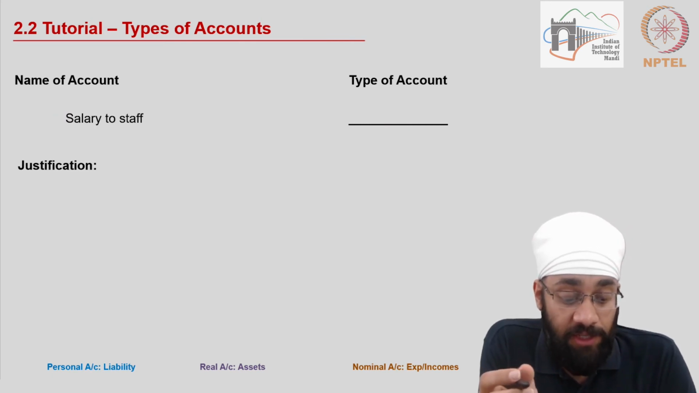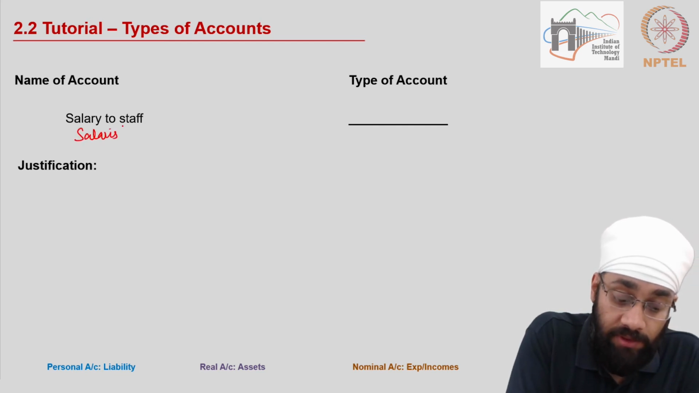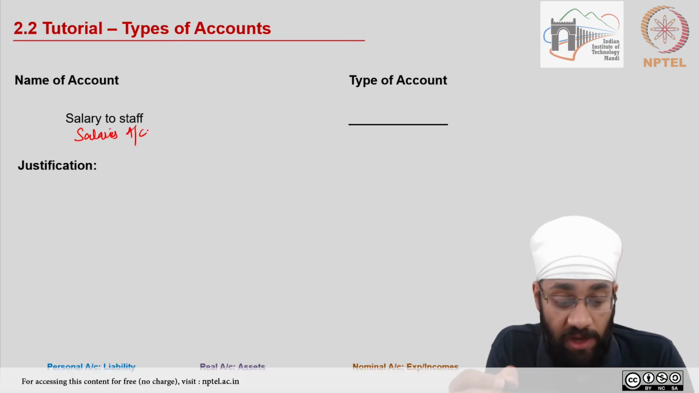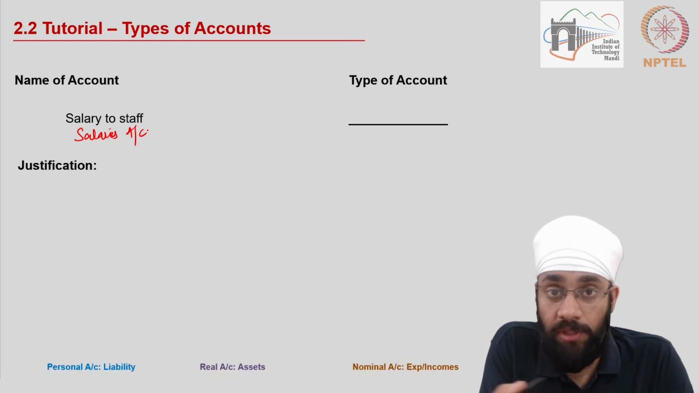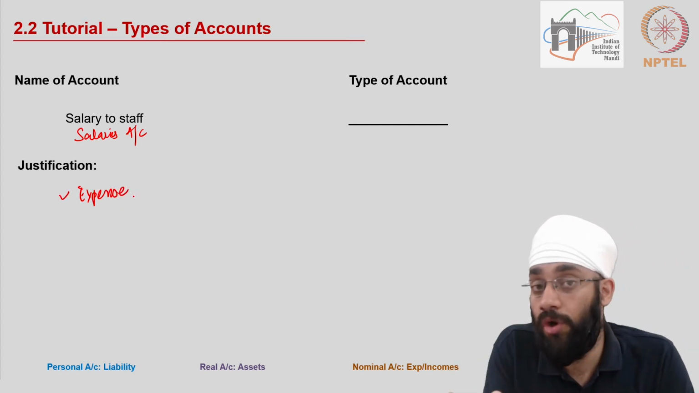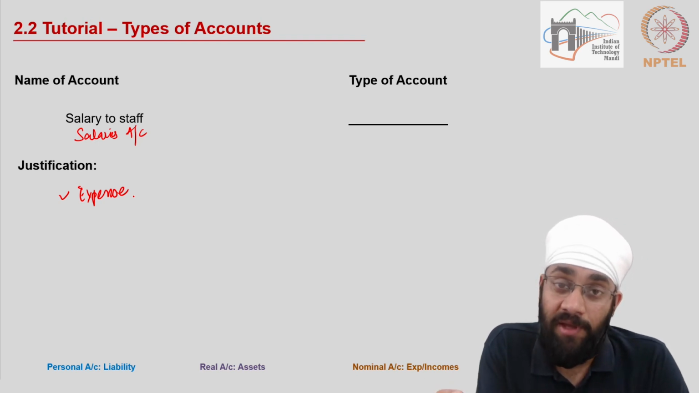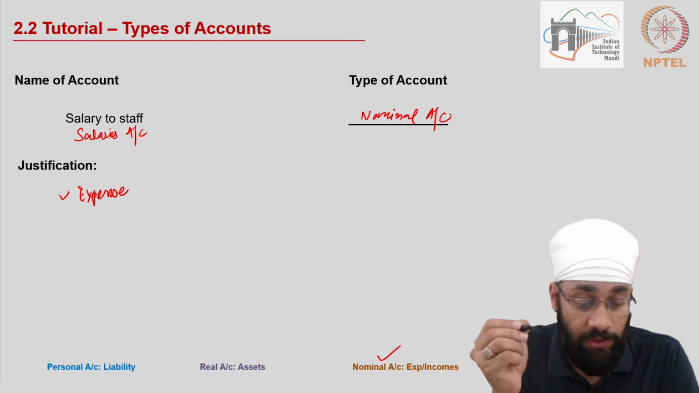Next up, you have salary to staff. Now we're going to call it salaries account. Salaries to staff are paid on a monthly basis for the services that they render to the business. Straightforward. This is an expense item because it helps you build capacity in the short run. You pay for salaries, you have access to the services of the people. So all expenses are nominal accounts. Nominal account, salaries.